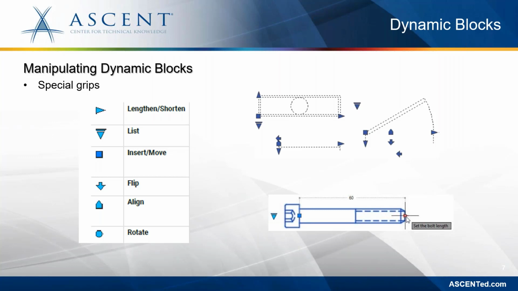The available block grips are the lengthen, shorten grip, then we have the list grip, insert and move grip, flip grip, align, and rotate grip. These modification features can differ from one block to another. For example, one block might only have the lengthen, shorten grip, while another might have the flip, list, and rotate grips. All of those actions are rarely available in one block, but blocks usually have more than one action. Some of the special grips display a tooltip when you hover over them, which explains its use and indicates the action that's required.